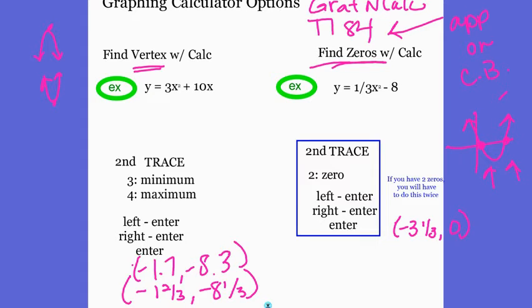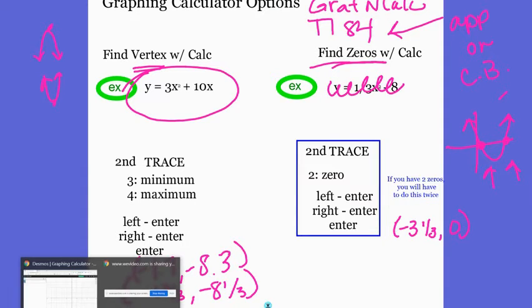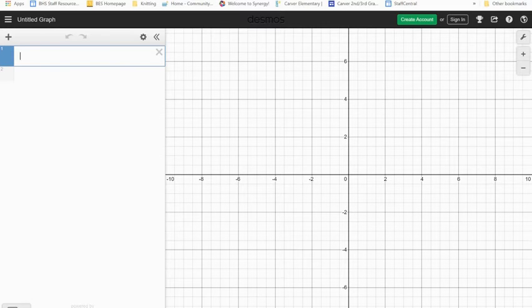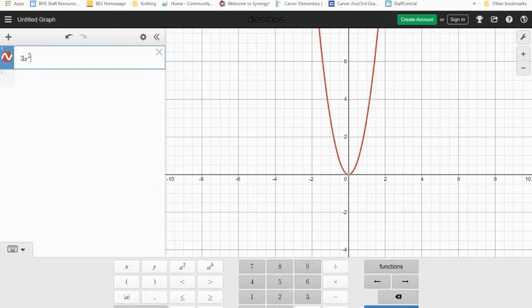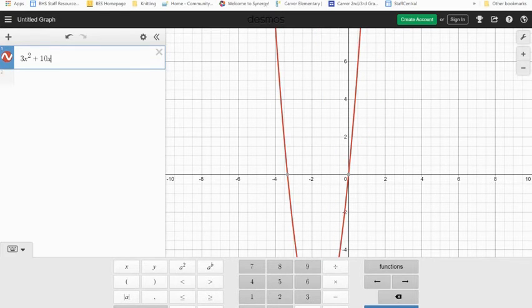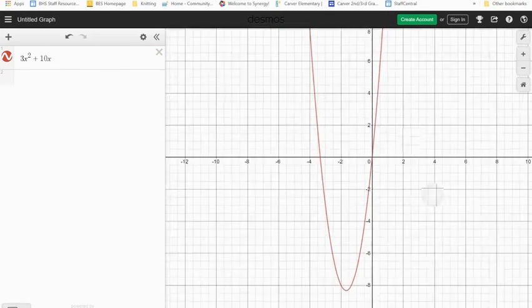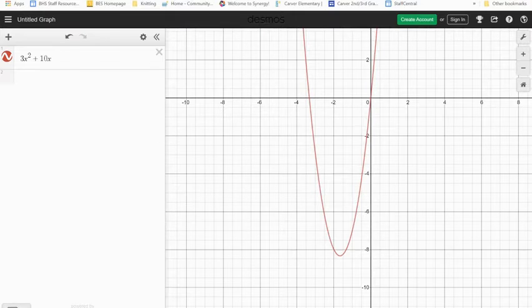Okay, I'm finding zeros for this one. I realized that there's a second equation here, but I wasn't using it. I'm going to type this same equation into Desmos now and show you the same process on Desmos. So 3x squared plus 10x. The nice part about Desmos, and the reason we all like it so much, is it's super easy to use.